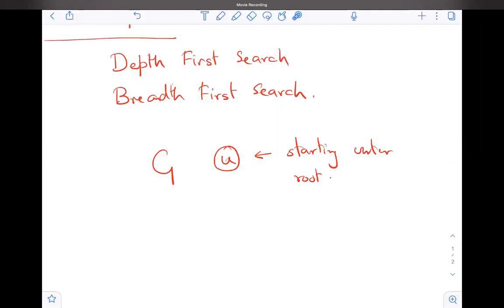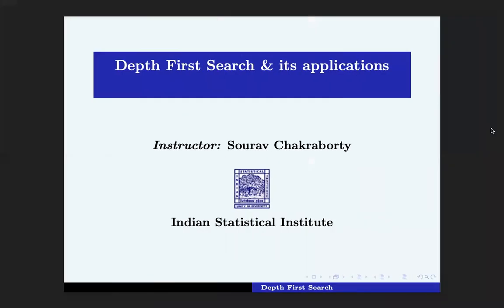Sir, what have you written after the arrow from U? Starting vertex. It's the starting vertex. You start your traversal of a graph from a particular vertex, right? And you start from the starting vertex. Let me give you an example with some slides, okay?